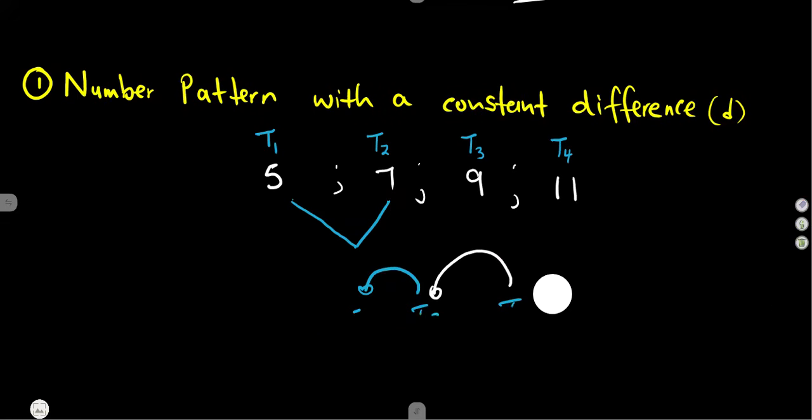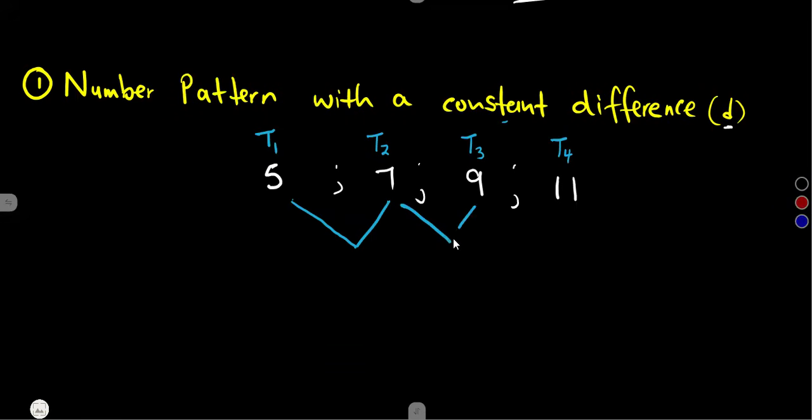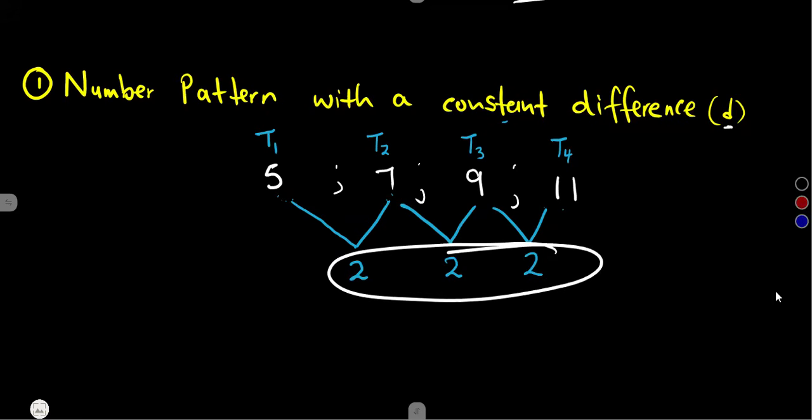In that manner, we can have the constant difference, which is the same. We are saying it is the same even between the 9 and the 7, even between the 11 and the 9. What is that difference? We're simply going to subtract T2 minus T1. That's 7 minus 5, which is 2. 9 minus 7, which is 2. 11 minus 9, which is 2. So as we can see, guys, the difference is the same throughout.